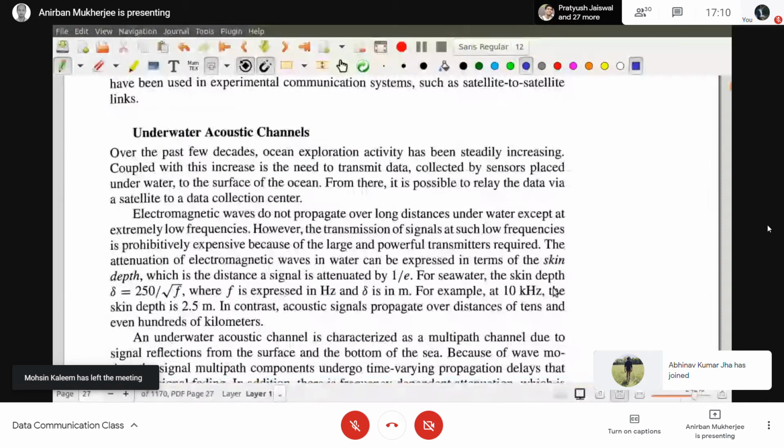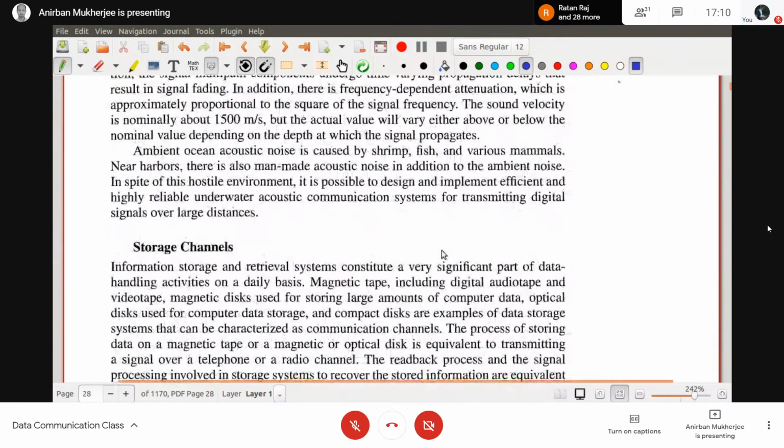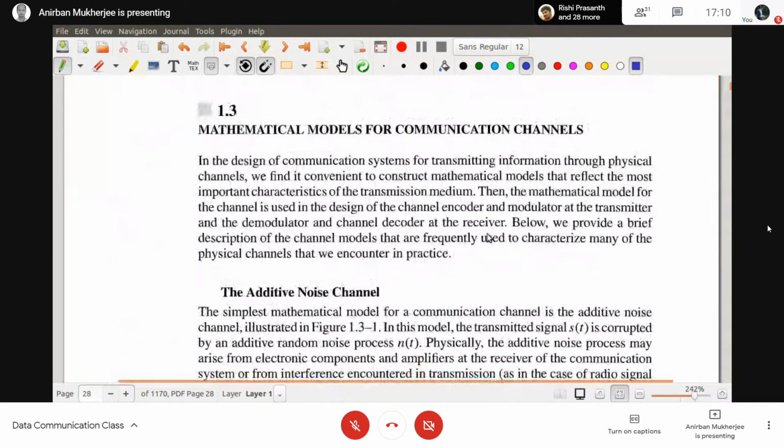And yes, this is important: at least these 4 channels, wireline, wireless media, fiber optic, and underwater acoustic, you should read a little bit about what they are. There are certain storage media also called channels, but anyway, forget it.